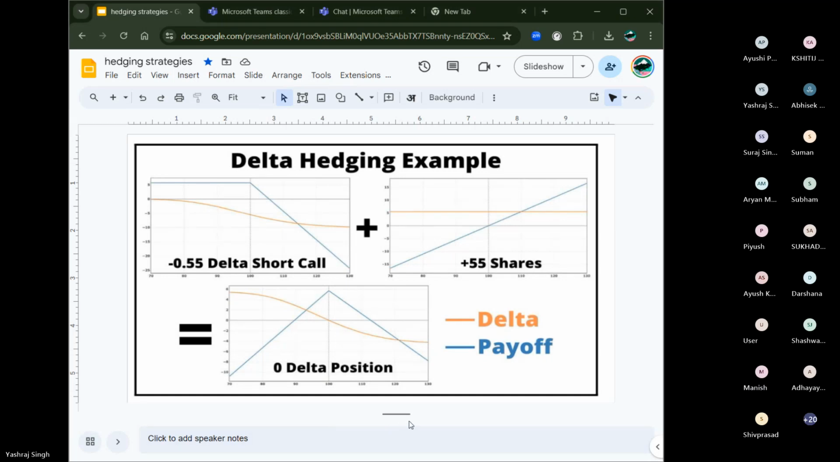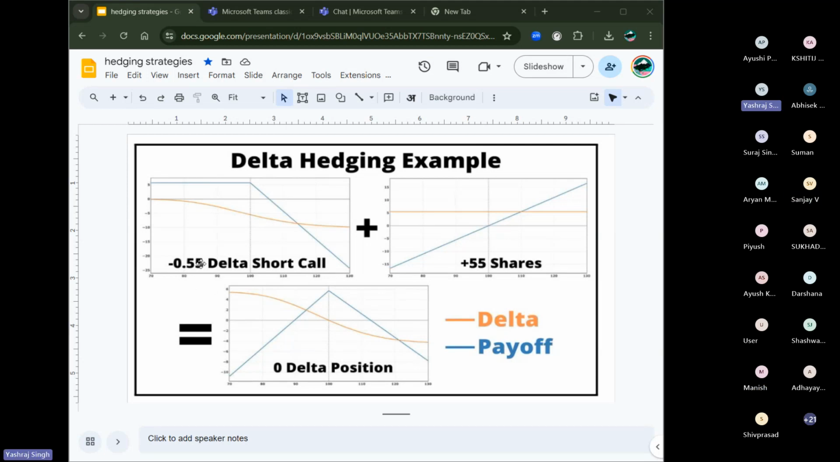If delta is changing, let's say from minus 0.55 to 0.6 or 0.7, what is the percentage? How do we know that number? How many shares to add? What's the conversion ratio? Yeah, very good question. See, this is basically on one quantity of that call.